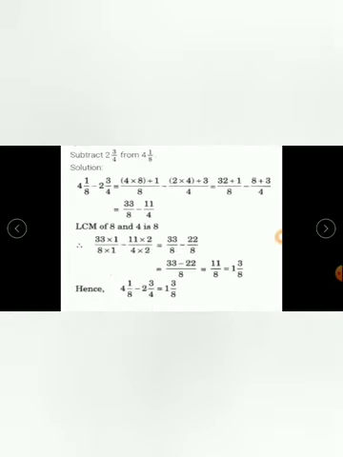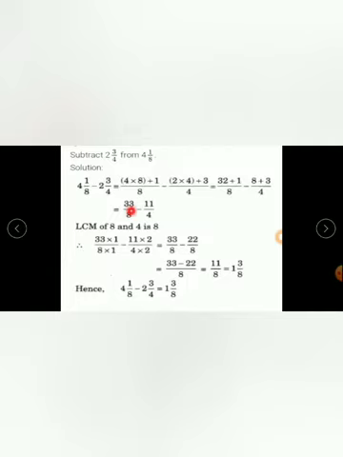Next example. Subtract 2 3 by 4 from 4 1 by 8. So if a question comes like this, which number will you write first? 2 3 by 4 from 4 1 by 8 means 4 1 by 8 is the larger number, so you have to write that first. Then the second number, 2 3 by 4. This is a mixed fraction, isn't it?